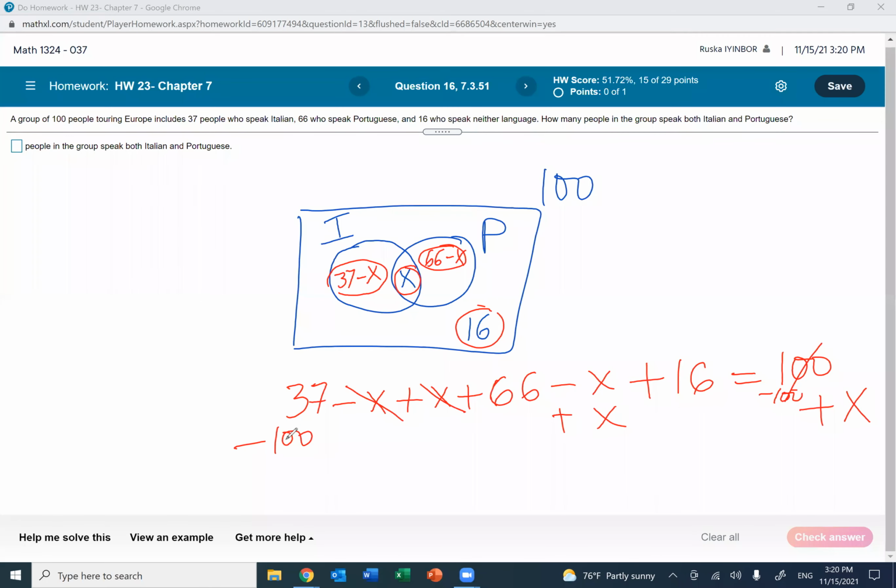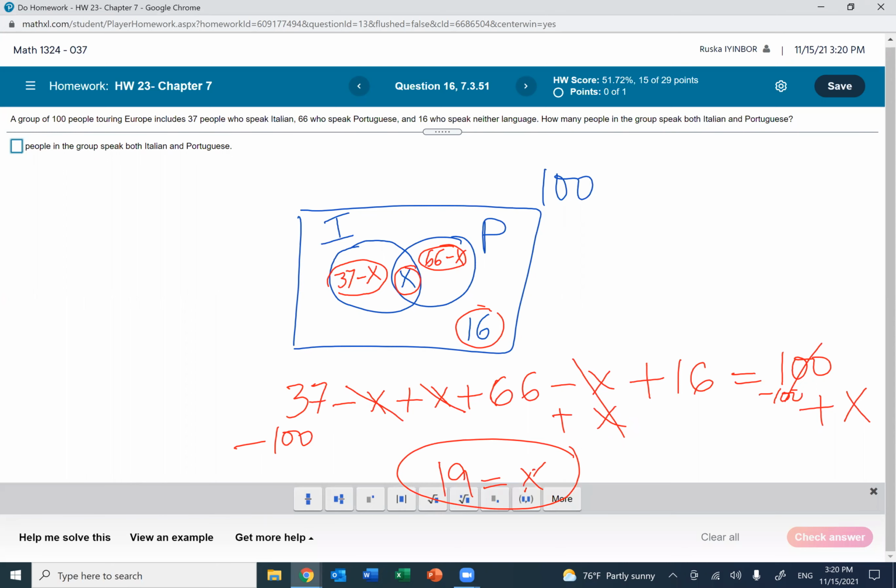So let's see what we have. We're adding 66 plus 37 plus 16. That's 119. When I subtract 100, it's going to be 19 equals X. So that's my X. So the people who speak both languages are going to be 19. Okay, so that's how you do that.